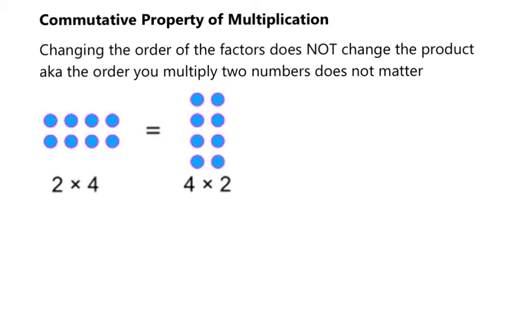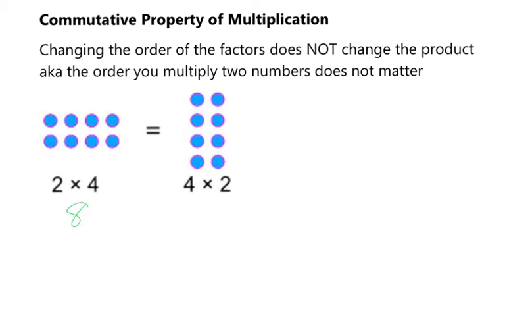The other property you need to know in this lesson is the commutative property of multiplication. It says that changing the order of the factors does not change the product, aka the order you multiply two numbers does not matter. So if you take 2 times 4, that's the same as 4 times 2. Here you have 2 rows of 4, and you count them up, 1, 2, 3, 4, 5, 6, 7, 8. So this side is equal to 8.